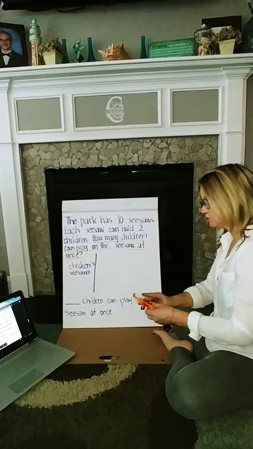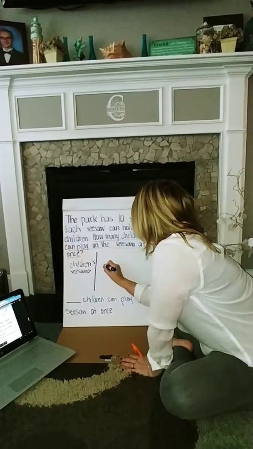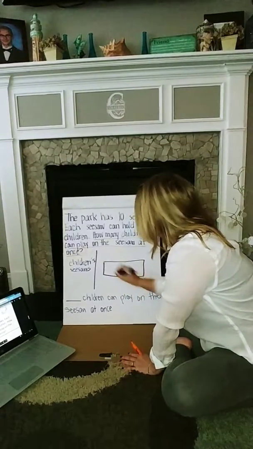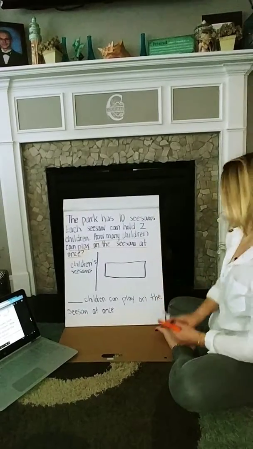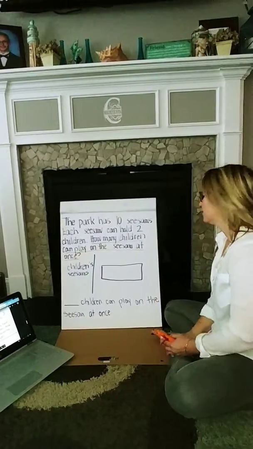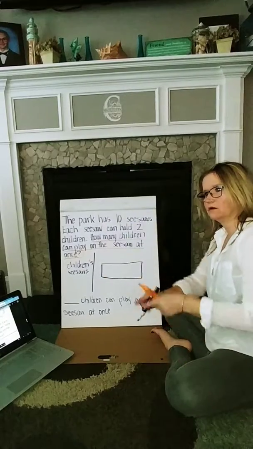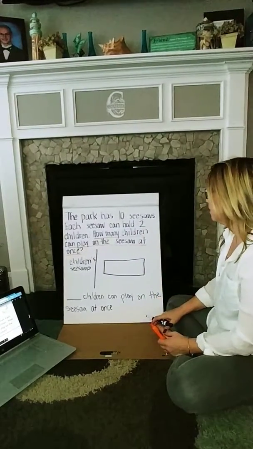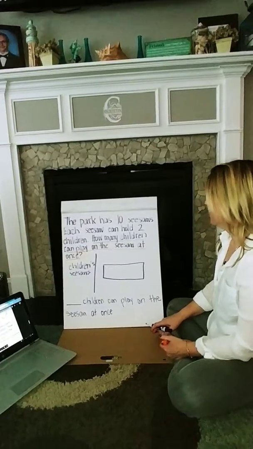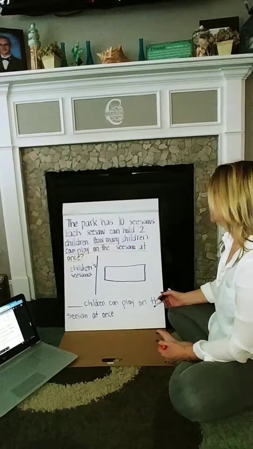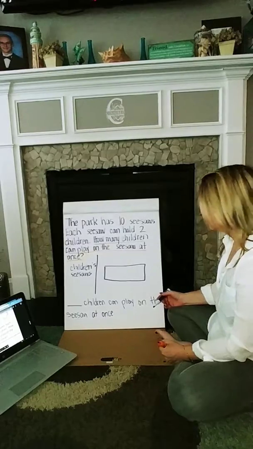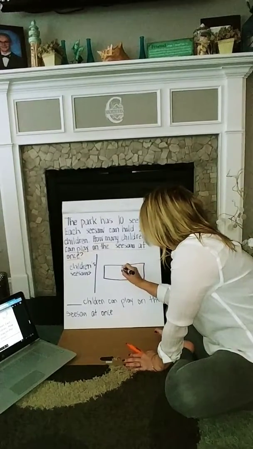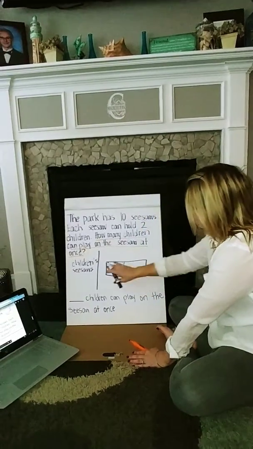Step four, we're going to draw our unit bar. So I'm just going to make a big rectangle. Okay? It's a little crooked because I'm sideways, but that's okay. Step four is my unit bar. Remember I said draw your unit bar. Step five, we're going to chunk this. We have to decide how we're going to break it up. Well, we need to figure out what we have. The park has how many seesaws? 10 seesaws. So that means I need to break this up into 10. So I'm going to break it in half, okay? And what is half of 10?